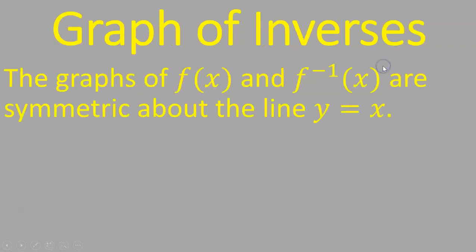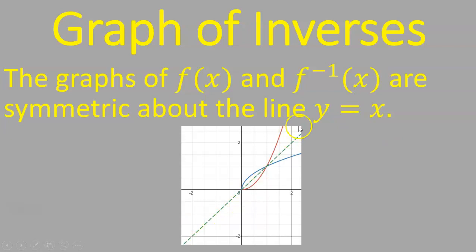Graphs of inverses. Okay, the graphs of f and f inverse are symmetric about the line y equals x. Okay, here's a picture of that. Y equals x is just from simple linear algebra. Y equals 1x plus 1. It can be thought of as a 45-degree angle with a positive slope through there. And notice the red and the blue are symmetric to that, which means if you were to fold along the green dashed line, the red and the blue would coincide.